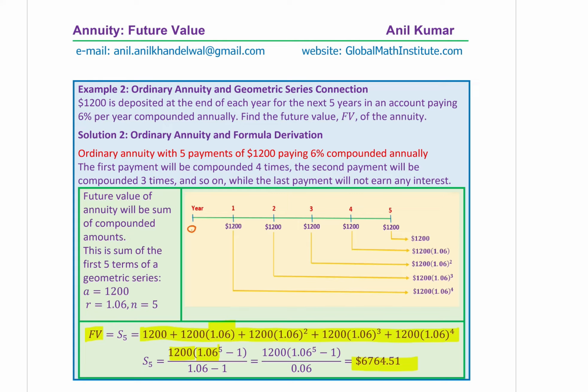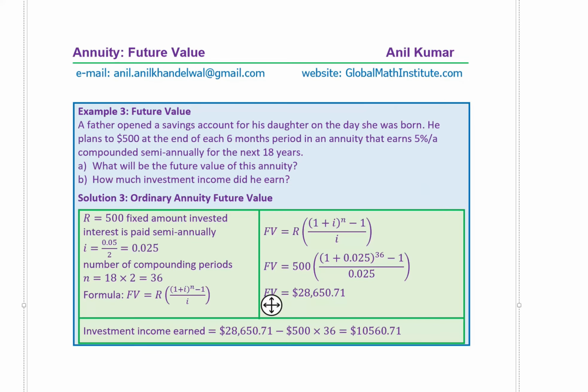Now, this particular method of finding the future value helps us come out with a formula also, correct? So now we do have a formula for the future value of an annuity, which is related to this, which we are going to now write down. So example 3 is basically to derive the future value formula and to use it once again with another example. A father opened a savings account for his daughter on the day she was born.